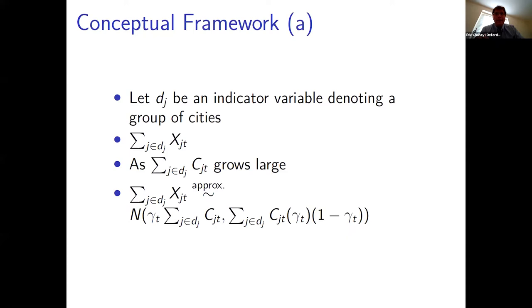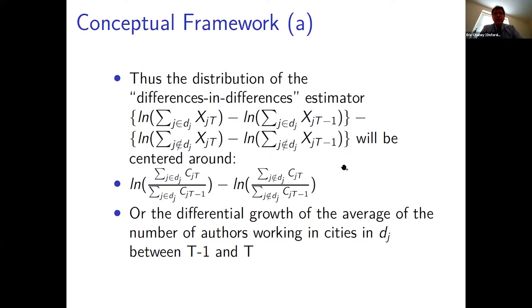Then, if this is distributed normally, you can calculate what I'm going to call a difference in difference estimate. I can take the logarithm of the total number of authors working in a group of cities J, again Atlantic traders, or think places subject to Mongol invasions, in a given time period, and subtract from that the total number of authors working in that same group of cities in a previous time period. Then I can subtract from it the change in the total number of authors working in the group of cities outside of that group, say the non-Atlantic traders, the places that were not subject to Mongol invasion. It follows straightforwardly that the distribution of this difference in difference estimator will be centered around a mean, as follows.